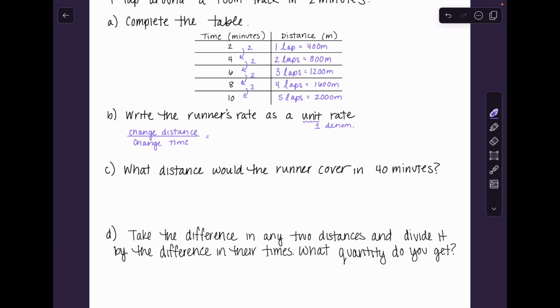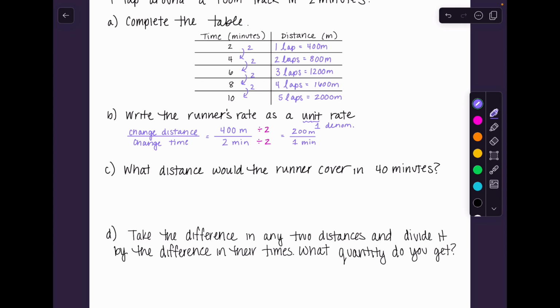So you could use any of these points that you want. You've gone 2,000 meters in 10 minutes, 1,600 meters in 8 minutes. But you can also just use the information that's at the start. Their pace is they can go 400 meters every 2 minutes. Okay. But again, I want a unit rate. So that means I really want a 1 in the bottom. So I've got to divide this by 2, which means I've got to do the same thing in the top. So going 400 meters in 2 minutes is equivalent to going 200 meters in 1 minute.